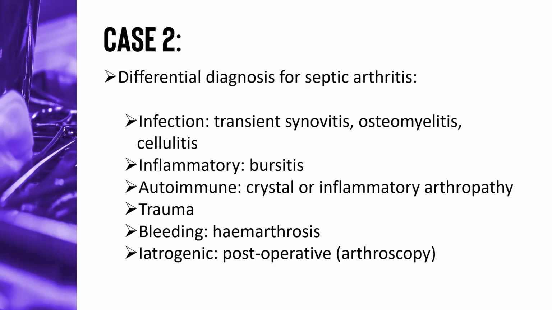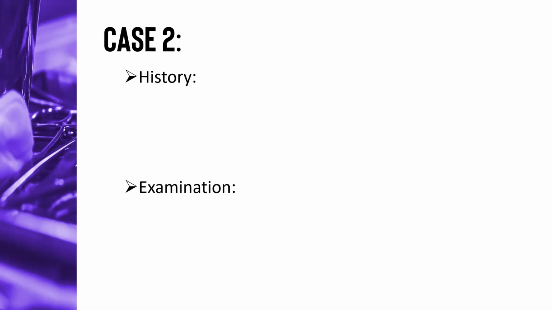Inflammatory arthropathy, such as rheumatoid arthritis. It can be trauma, so are we actually missing a fracture? Bleeding, such as hemarthrosis into the joint, in a patient with an underlying cause, such as anticoagulant use or hemophilia. And they can often be iatrogenic, so if the patient has had a post-operative, such as an arthroscopy, where we're putting a lot of fluid in the joint from our keyhole operation, then the knee might be swollen.